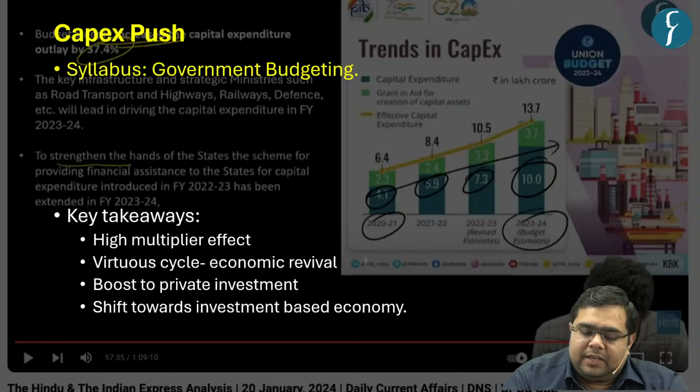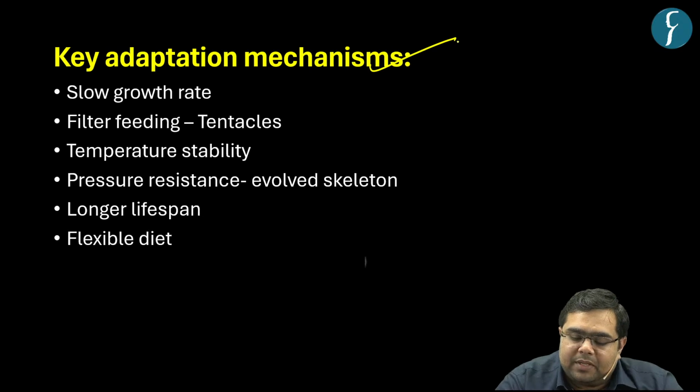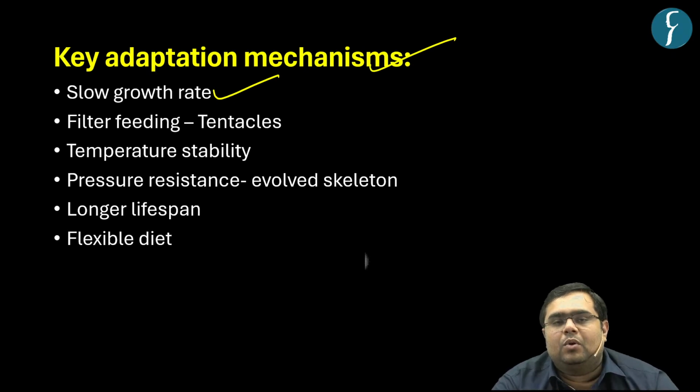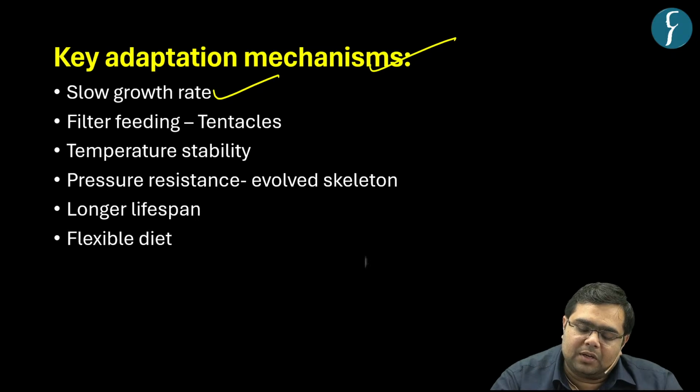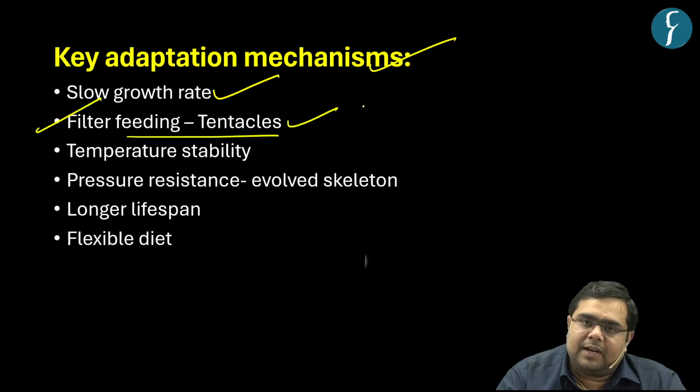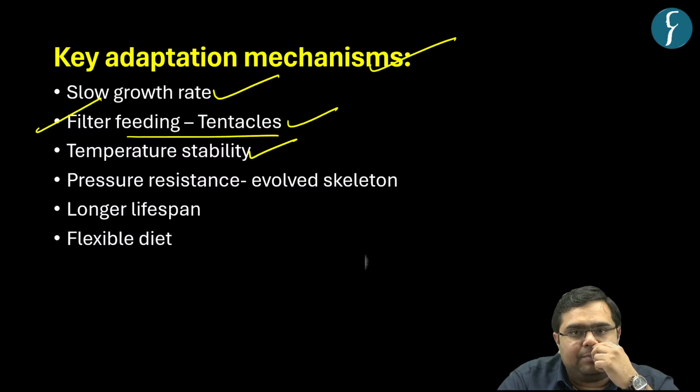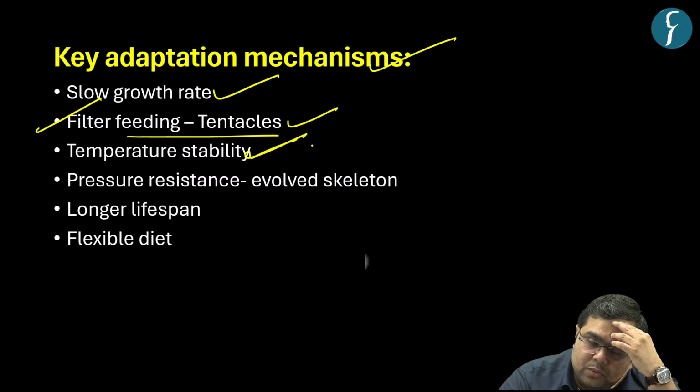Now let us discuss key adaptability mechanisms that are present for the deep sea corals. The first one being slow growth rate, right? Why? Because they do not eat nutrient rich diet. There is lack of sunshine at the depth of 50 meters, so there is not enough nutrition available to them, so it results into slow growth rate. Second is filter feeding. They have tentacles which allow them to filter feed, and because nutrient is so less at that depth, right? So they need these kind of adapting mechanisms so that they could find their feed. Then there is temperature stability, and because there is a kind of temperature stability at that depth, these corals are prone to temperature shocks.